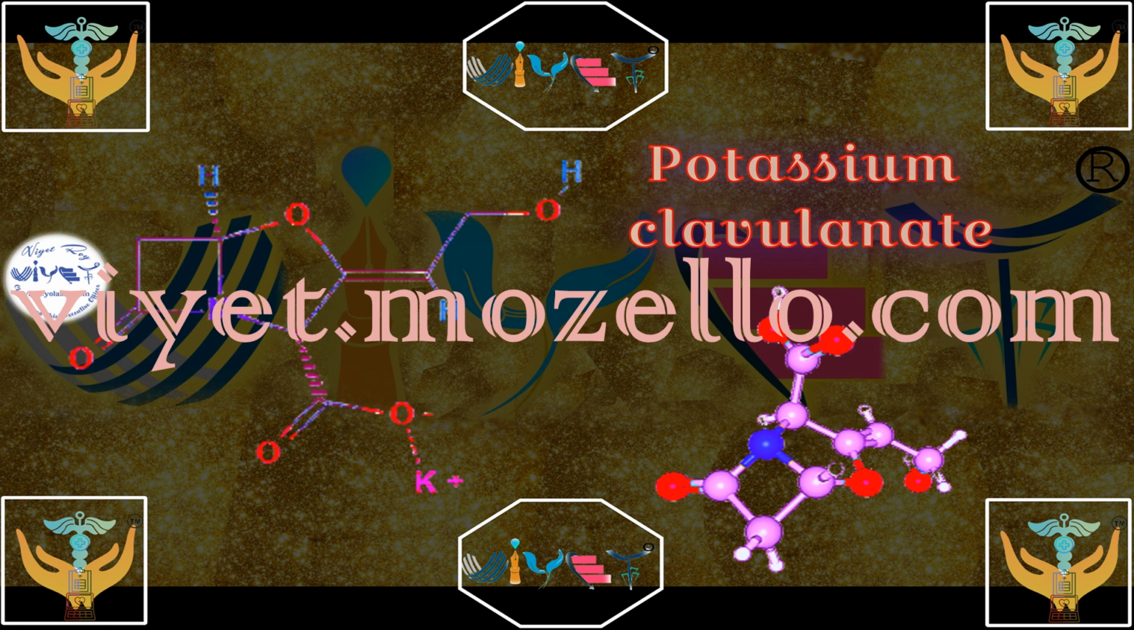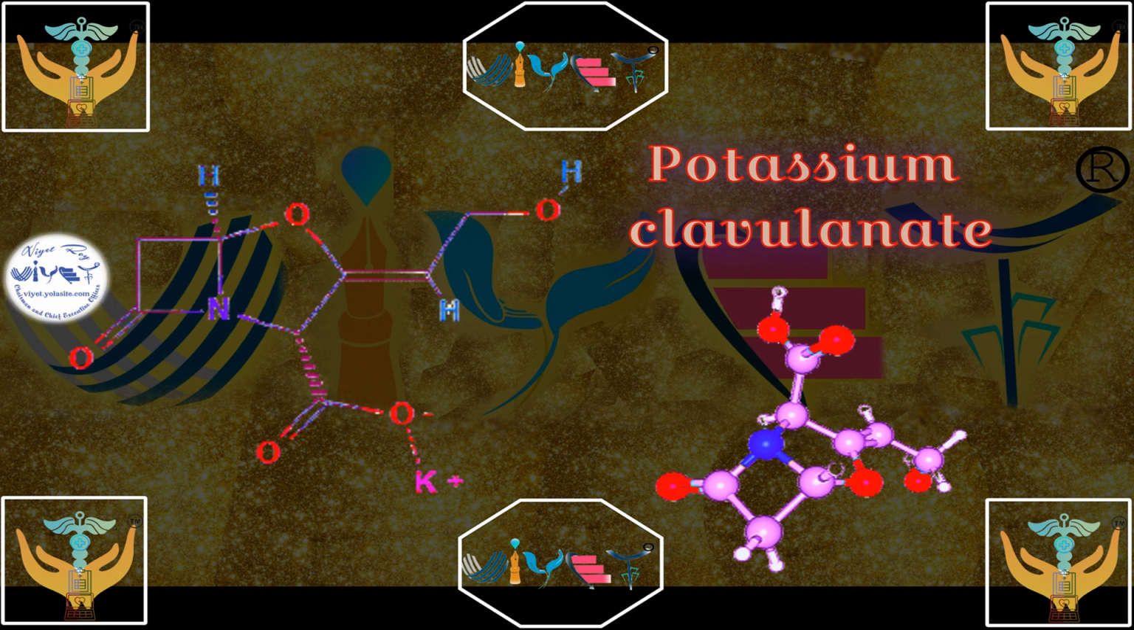Remember, when it is clavulanic acid, there is no K. When the K ion, meaning the potassium atom, joins with the O, it becomes potassium clavulanate, and that is basically the composition here.